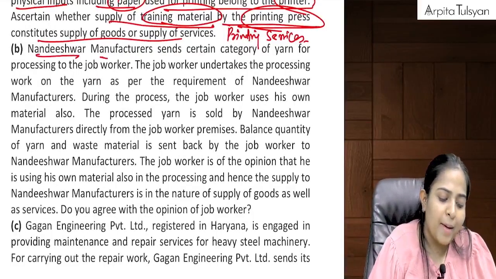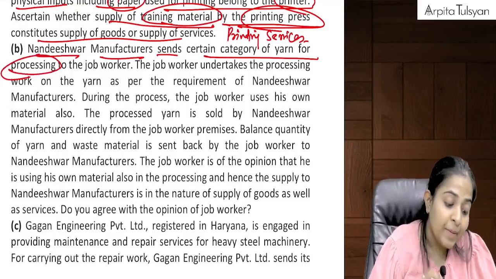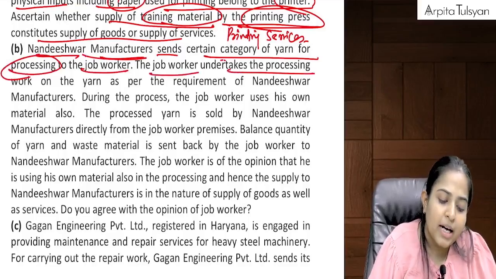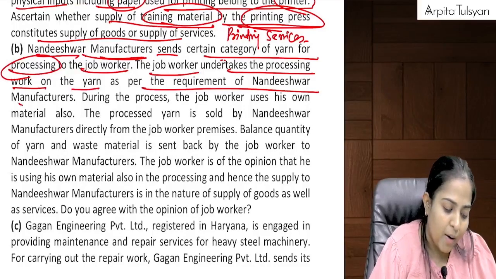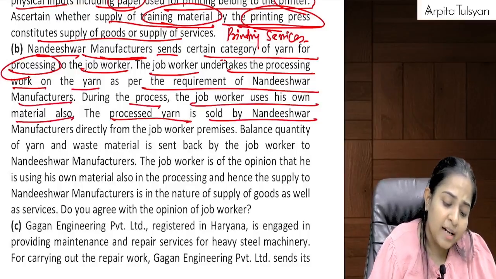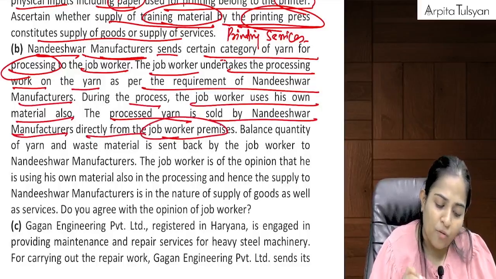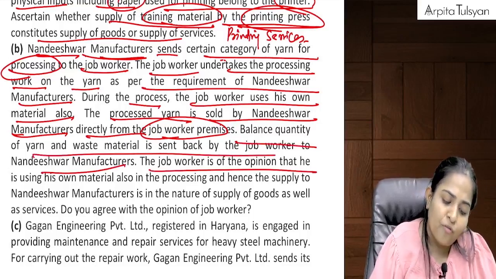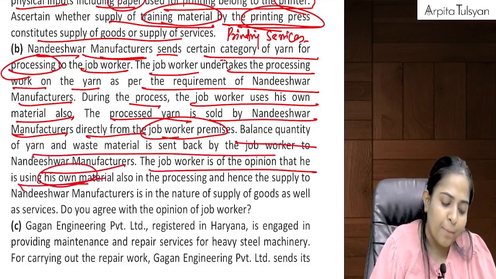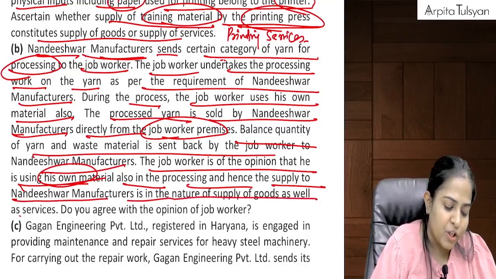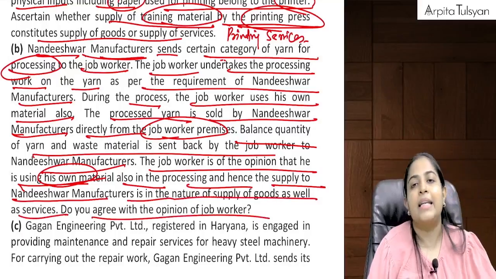Then Nandishwar manufactures certain category of yarn and sends it for processing to a job worker. The job worker undertakes the processing work on the yarn as per the requirement. During the process, the job worker uses his own material also. The processed yarn is sold by Nandishwar manufacturers directly from the job worker's premises. The balance quantity is sent back to the Nandishwar manufacturers. The job worker is of the opinion that because he is using his own material also in processing, the supply to Nandishwar manufacturers is in the nature of supply of goods as well as services. Do you agree with the opinion of the job worker?